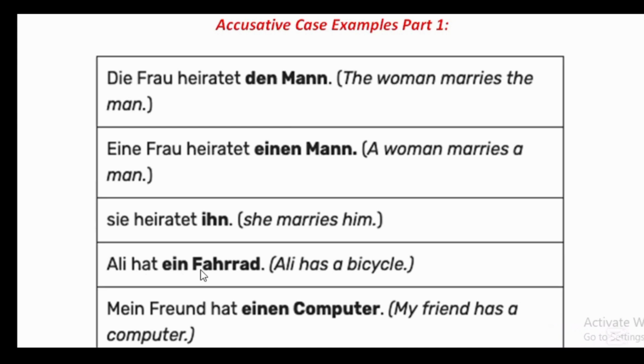Ali hat ein Fahrrad. Ali has a bicycle. So why do I write ein here? Because Fahrrad is a neuter noun. So we write ein Fahrrad.